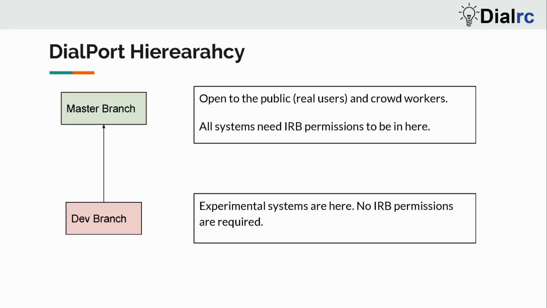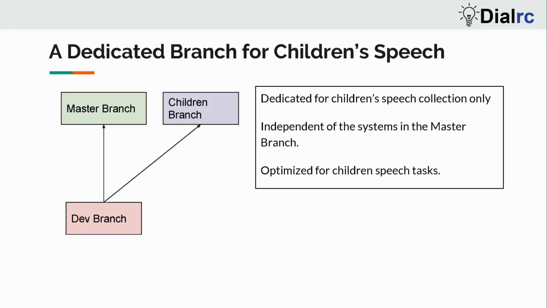If we want to do this using Dialport for children's speech, we will create a new branch that's dedicated for children. Because, as I learned from today's talk, collecting children's speech has many different requirements: maybe different optimization is needed, maybe there needs to be a virtual avatar, maybe there are other special requirements. So we'll create a special branch for collecting children's speech. In this way, we can also isolate the children's branch from the master branch, so we can have much better control over what kind of system is pushed to this children's branch.